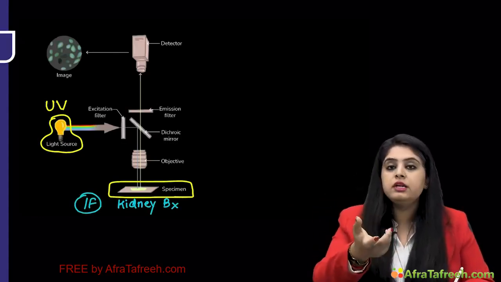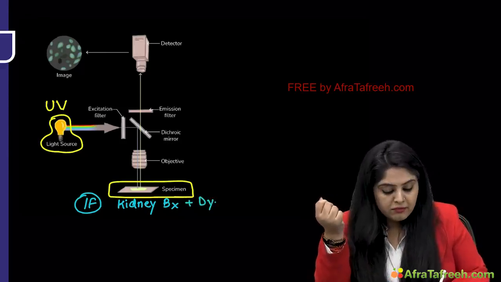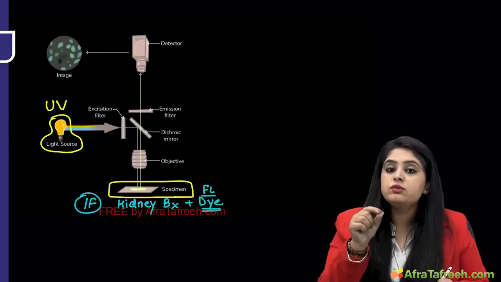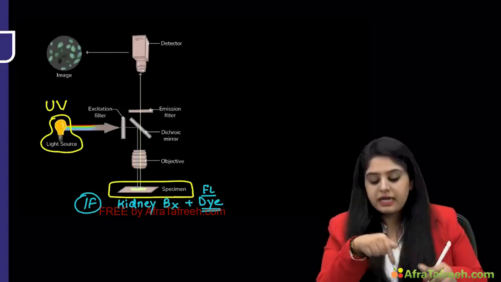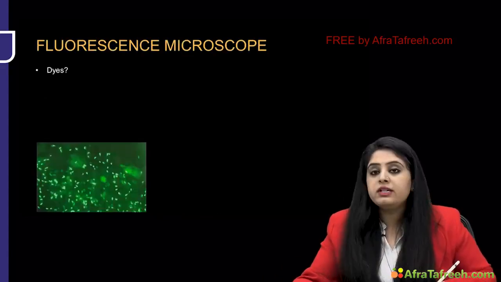I'm just not going to put the kidney biopsy like that under the microscope. No, I am going to add some fluorescent dye. That is what I have to add. So you know which fluorescent dye will I add? That is going to depend on what sample I have. So first, let me tell you the different types of fluorescent dyes. Everyone, listen to me very, very carefully. What are the different dyes?